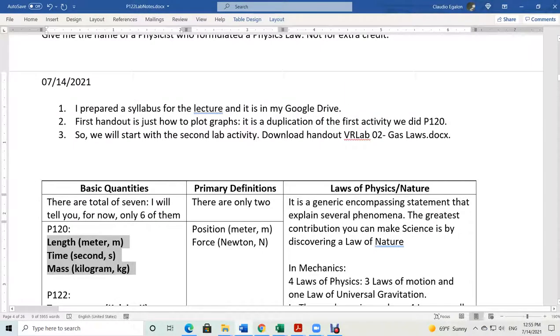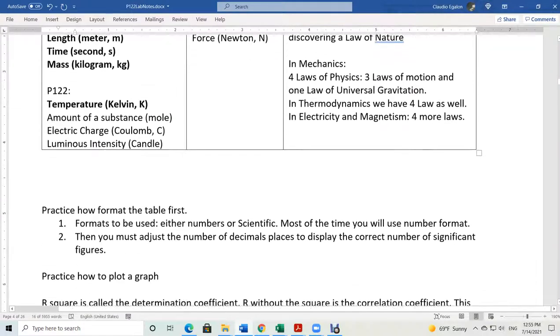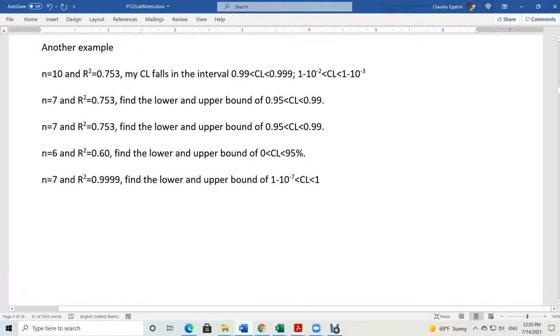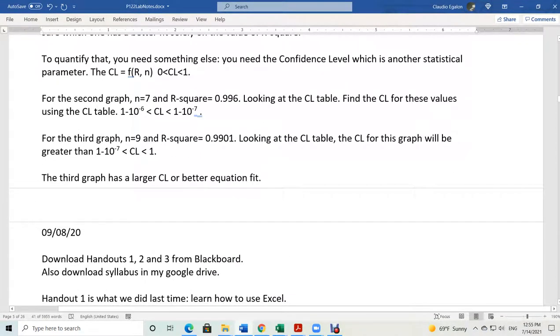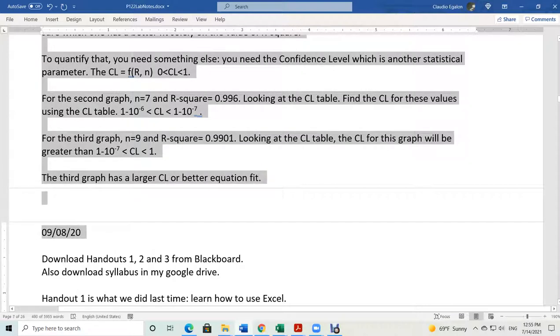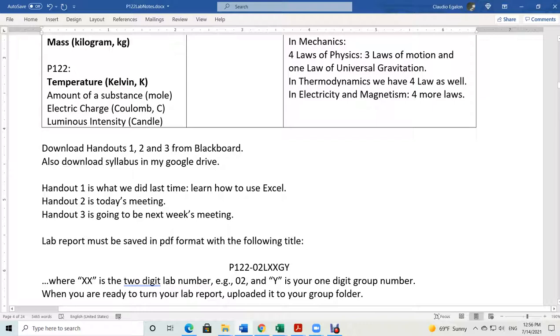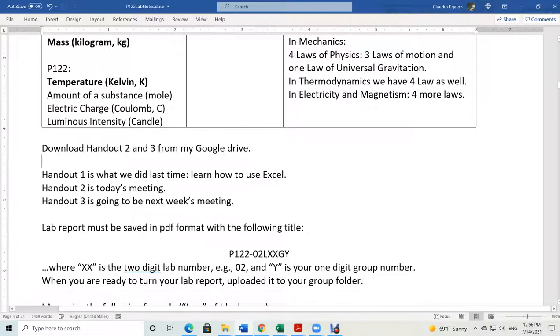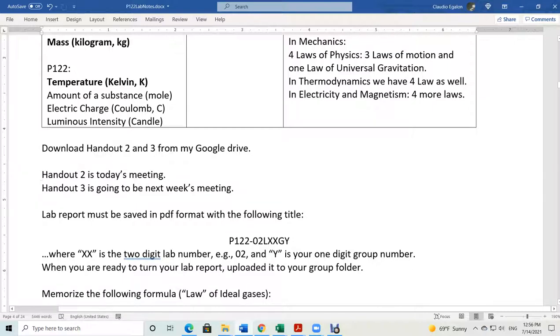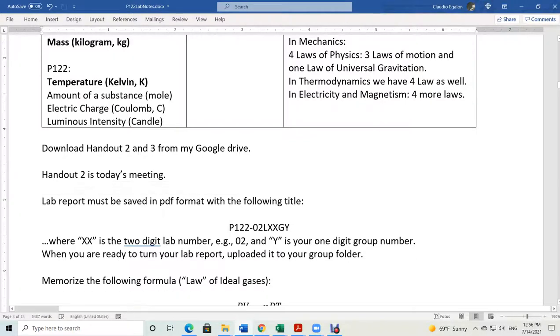Let's move forward. Make sure you download Handout VR Lab 02. I'm not going to cover that because I already covered that before. Handouts 1, 2, and 3. I've got to update my notes. Handout 2 from my Google Drive. You don't need the syllabus. Handout 2 is today's meeting. Handout 3 is going to be next meeting. Maybe we do it today. Let's see how things go.